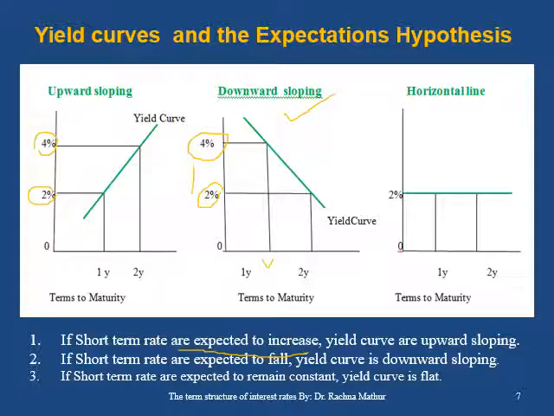Now for the third figure, if the short-term rates are expected to remain constant, the yield curve is flat. Here we can see for the first year the rate of interest is 2% and for the second year the rate of interest is 2% again. So the shape of a yield curve will be a horizontal straight line parallel to x-axis.